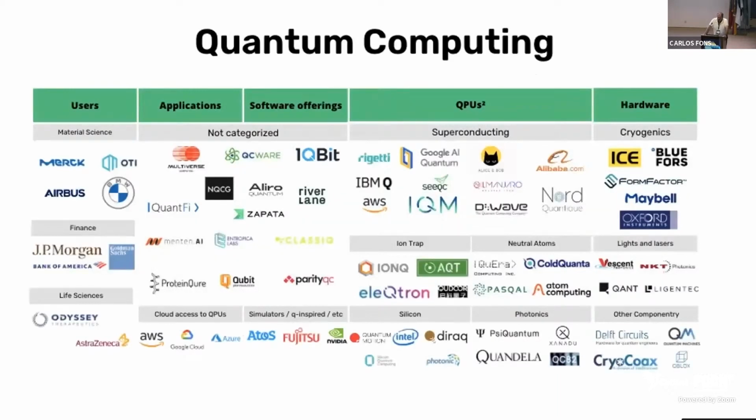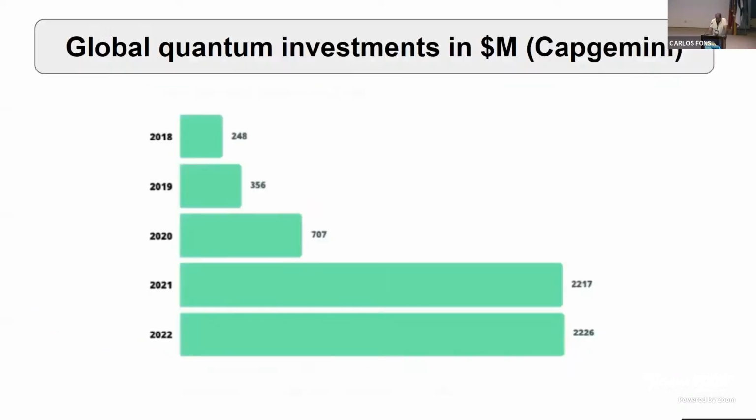There are already a lot of startups researching or working in these areas at different levels: applications, software offers, quantum processing units, and also hardware. From this slide, you see that there is already one company on the exchange of Wall Street, that is IonQ. The global quantum investment is growing from 2018 with 248 million to 2022, 2 billion, 226.